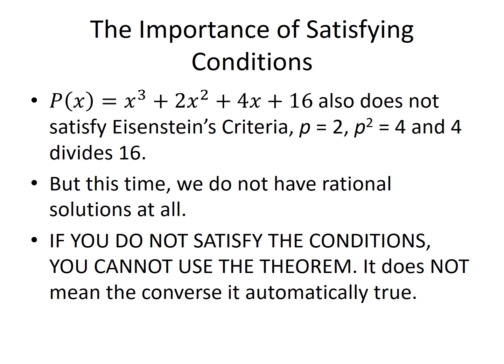So if you do not satisfy the conditions, you cannot use the theorem. It does not mean the converse is automatically true. And here we have two examples, the same condition violated in Eisenstein's criteria, but one polynomial did have rational solutions and one polynomial did not. So you have to satisfy all the conditions before you can draw the conclusions, and that's true for any theorem.